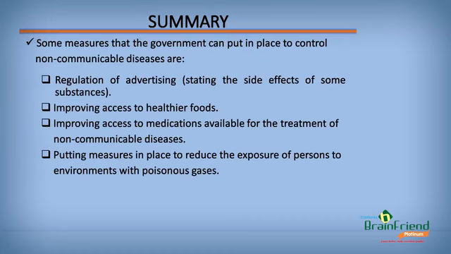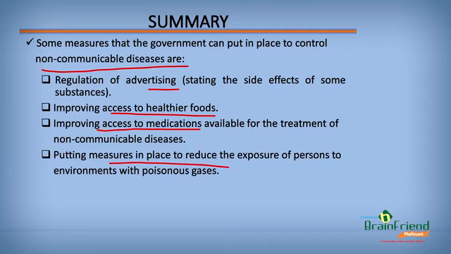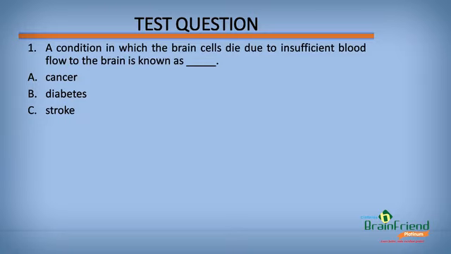Then we also looked at some measures that the government can put in place to control non-communicable diseases. Some of them are regulation of advertising, stating the side effects of substances, improving access to healthier foods, improving access to medications available for the treatment of non-communicable diseases, putting measures in place to reduce exposure of persons to environments with poisonous gases. So with this, we'll just take a few questions.